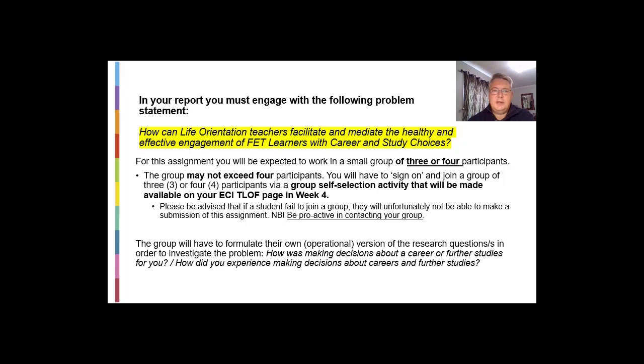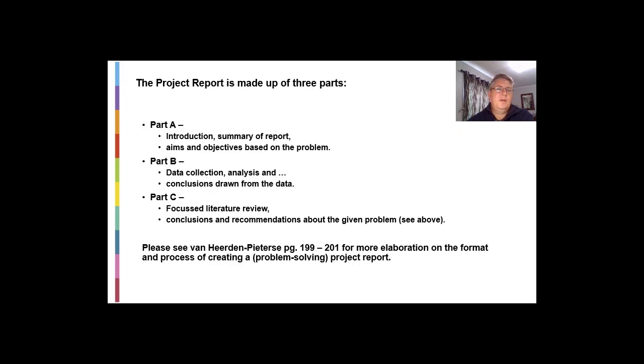So how does that work? Let's take a closer look at each part of this project. The project report is made up of 3 parts. Okay, part A will consist of an introduction, right, and a summary of the report. So you will write a summary of all the aspects of the report. I will give you some ideas about that in the next slide. And you will also share your own developed aims and objectives based on the problem. So you will have to think, what is the aim of this exercise? What do we want to achieve as a little group?